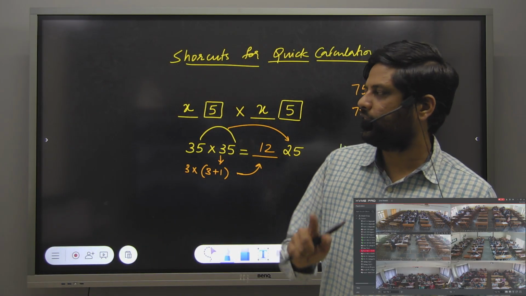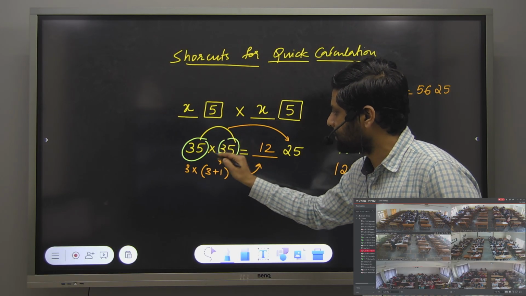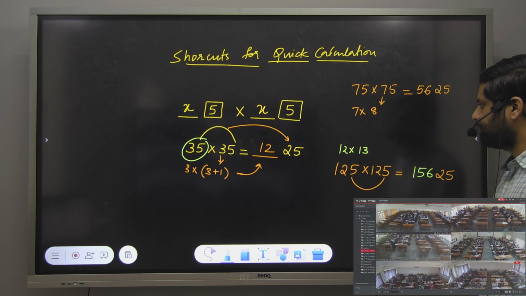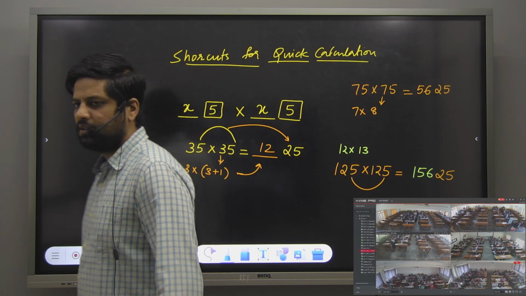Okay? When do we use this trick? Same number multiplied with the same number, but the number is ending with 5. So this is one trick. Now let's go to the next trick.